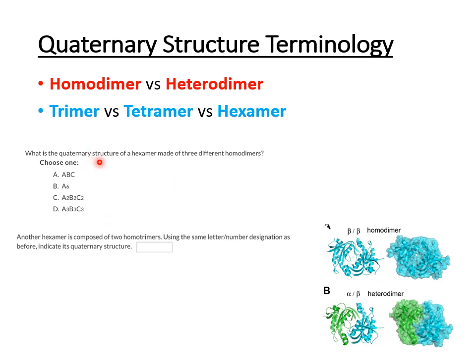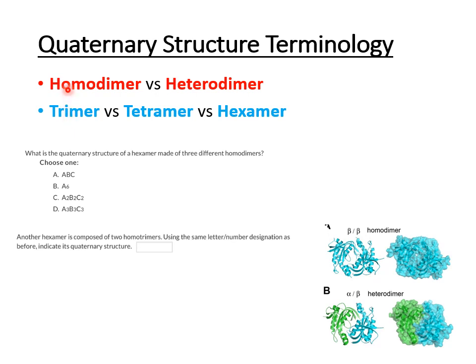So go back to the question, and it's telling you a hexamer. So ask yourself how many total subunits I have. And then it says 3 different homodimers. So homodimers, before we said you have two identical subunits. So when you see homo, that tells you same, identical, dimer tells you two. If you had homotrimers, that would tell you three identical subunits.